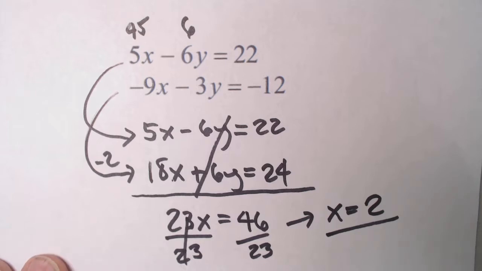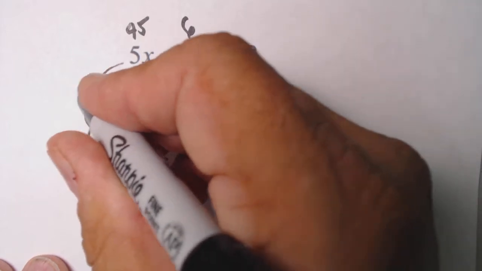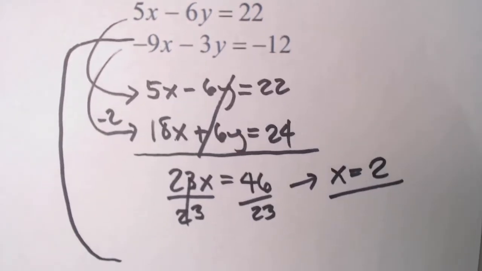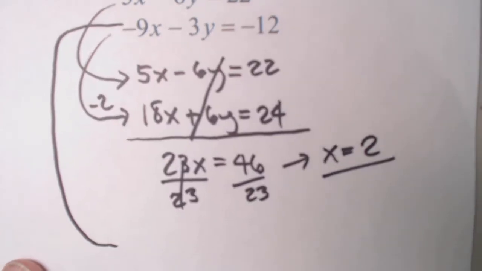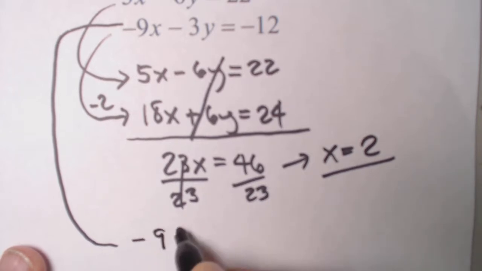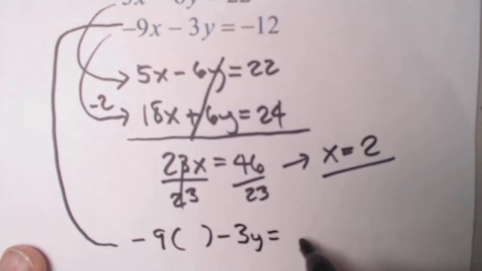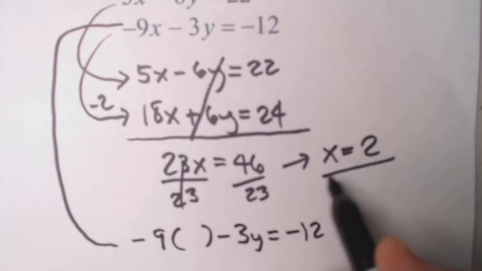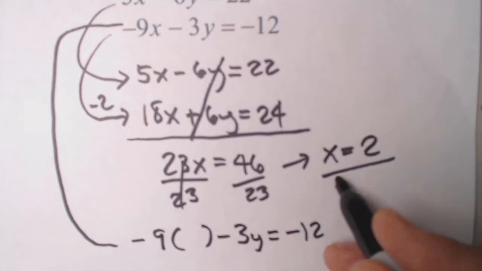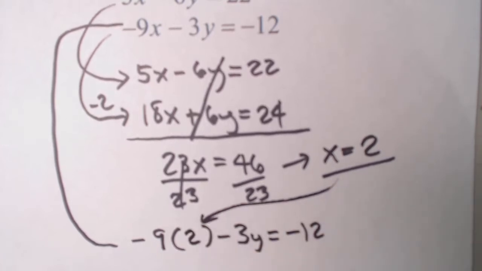Okay, let's see, which one looks like it'd be easier to solve for y here? Doesn't make a lot of difference, but maybe the second one has slightly different numbers overall. So let me rewrite it back down here. And remember, it's x that we're plugging in. So negative 9, here's a hole for the x, minus 3y equals negative 12. That's why I made the hole for the x. Now, what are we putting in for the x? We got x equals 2.